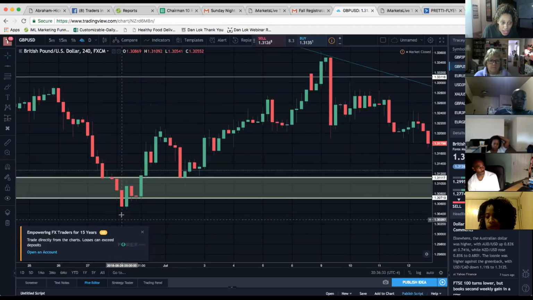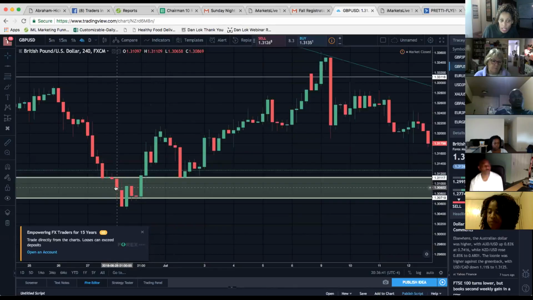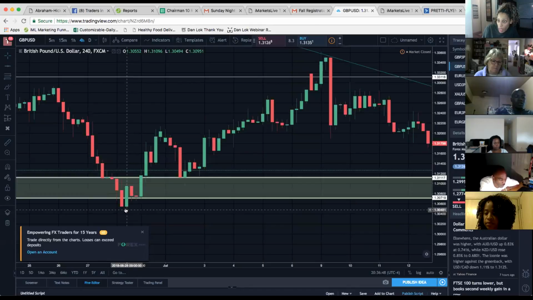Okay. Then if I come down here, I'm looking at the lowest point. So this was the lowest point. This wick on this green candle was the lowest point. Y'all see 2 candles to the left are higher and 2 candles to the right are higher. So this is the lowest point, right?